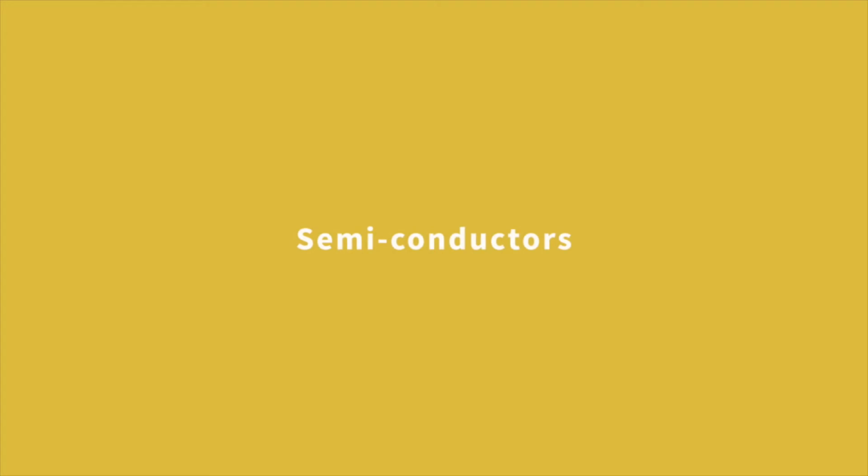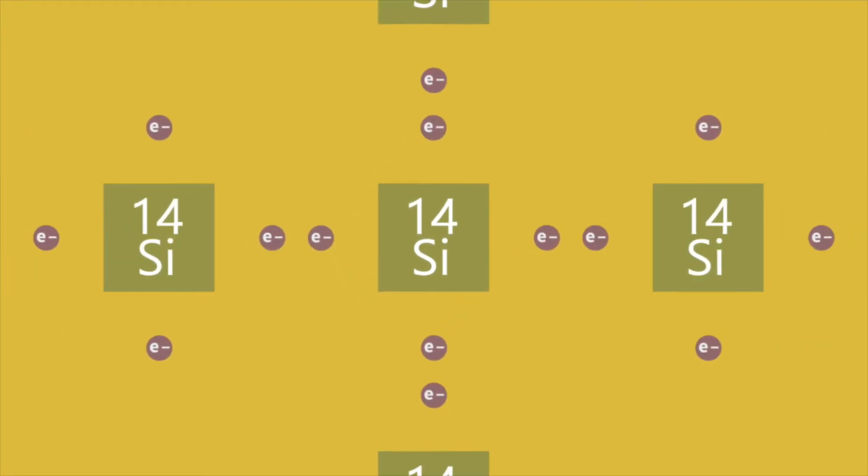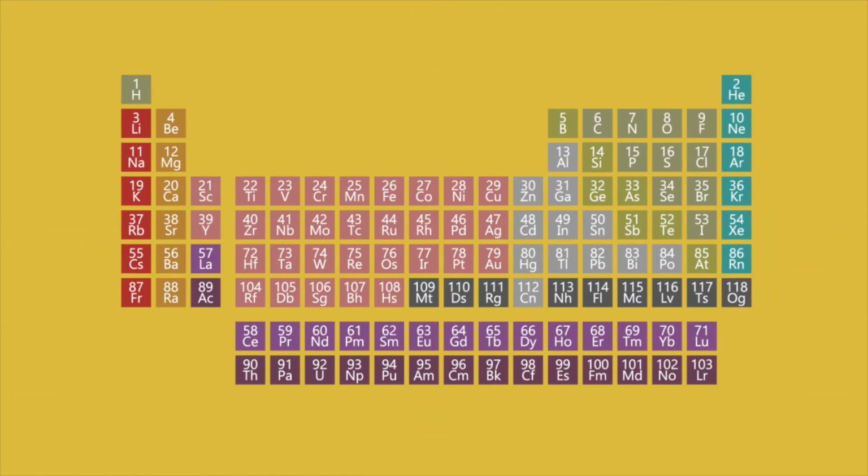Semiconductors. There are a variety of semiconductors, but silicon is one of the most common and is what we will discuss here. The structure of silicon is such that each atom shares its outer electrons with the atoms nearby. This makes them stable and leaves no room for the movement of electrons.